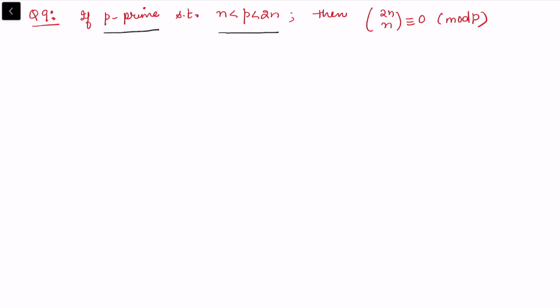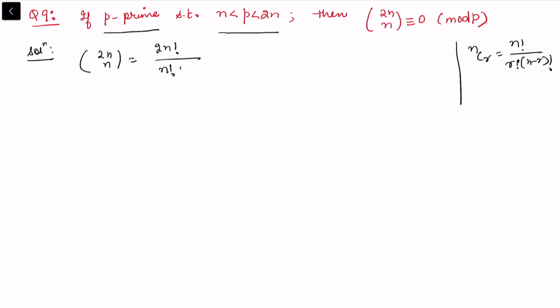In ninth problem, we want to prove if p is prime such that p lies between n and 2n, then 2n choose n is congruent to 0 mod p. And for this problem, let's see 2n choose n. So I am going to apply the formula nCr, that is equal to n factorial upon r factorial into n minus r factorial. So this will become 2n factorial upon n factorial into n factorial. When I open this one, this becomes 2n into 2n minus 1 up till n plus 1 into n factorial divided by n factorial into n factorial.